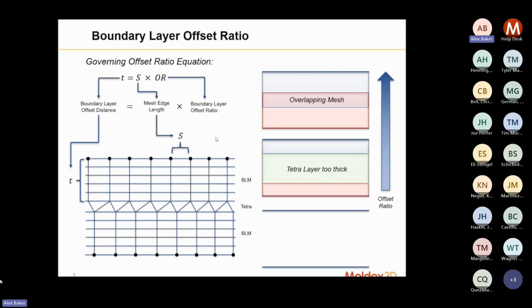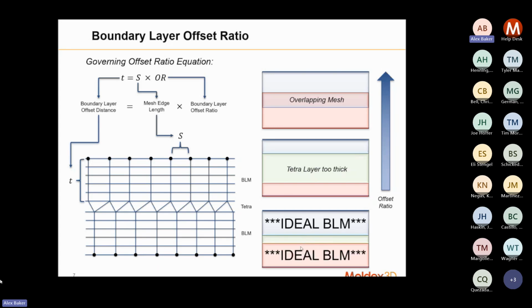We have an algorithm in our mesh kernel that says if there's overlapping mesh that's going to occur, we're going to dial back the offset ratio automatically so that there's a minimum tetra layer through the middle of our thickness, which, as it turns out, is going to be our ideal BLM.